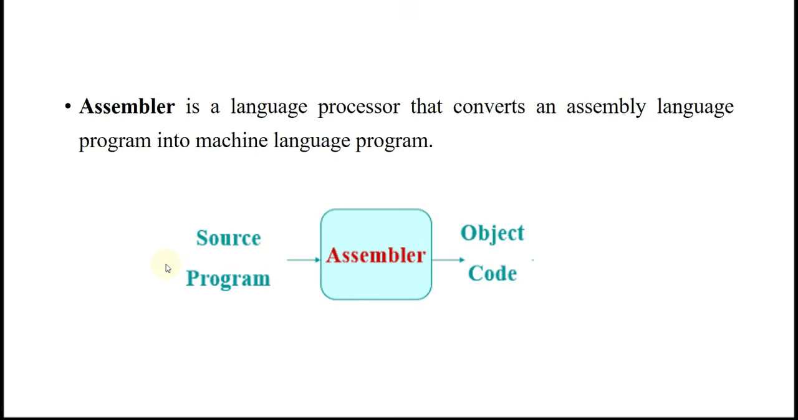What is an assembler? An assembler is nothing but a language processor that converts an assembly language program into a machine language program. In this figure, we can see this is an input program as a source program. We are giving input to the assembler and we are getting as an output the object code or the machine code from the assembler.